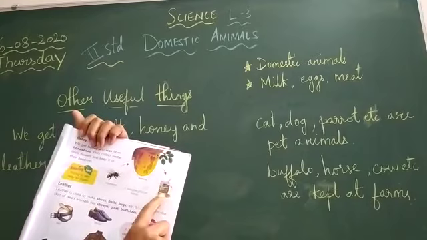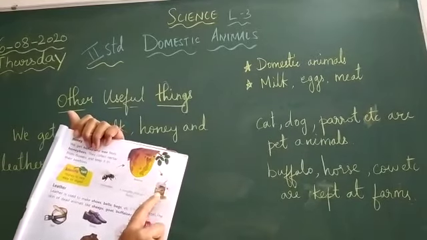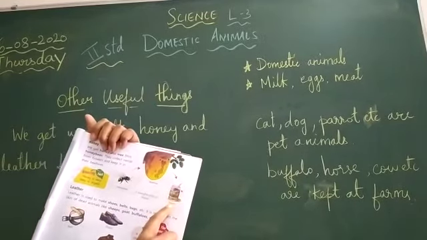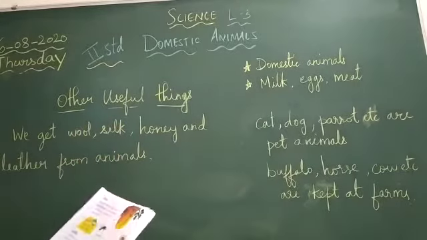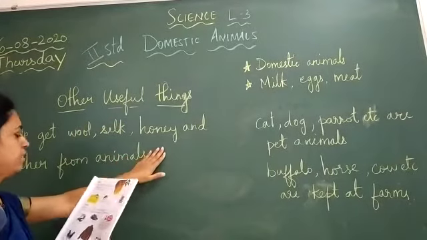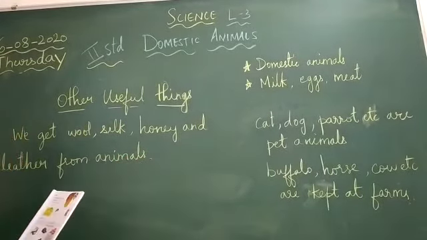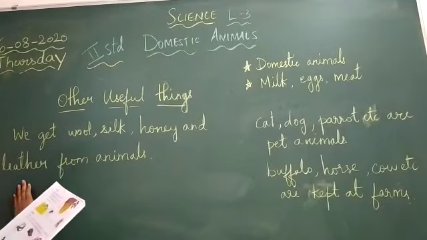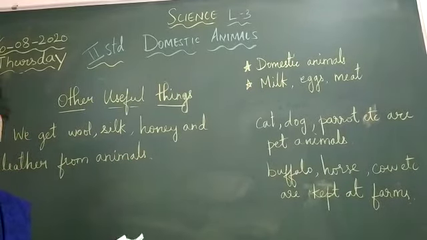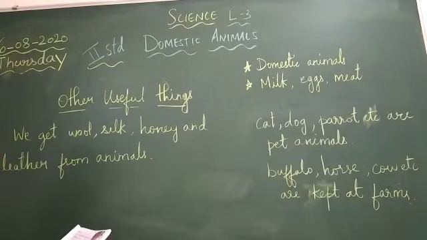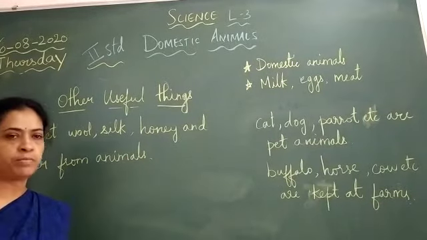We also use it for our breakfast and all, isn't it? We use this honey for many purposes, isn't it? So we get honey from the honeybees. Okay, next one is leather. Leather is used to make shoes, belt, bags, jackets, many other products you can make from the leather.